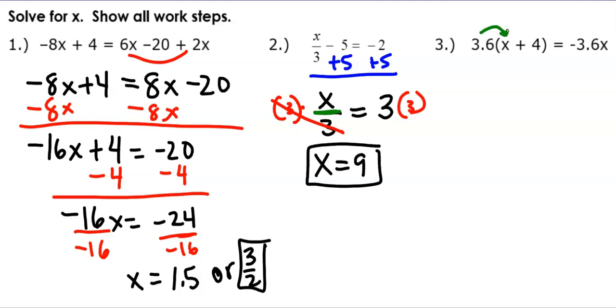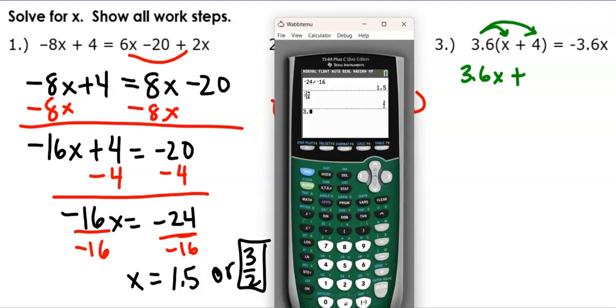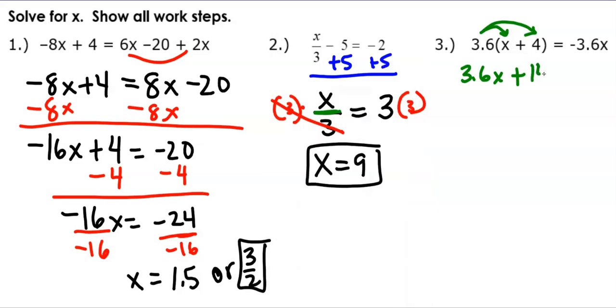Question number 3 needs some distributing here. So I'm going to get 3.6x plus whatever 3.6 times 4 is. So I'm going to use my calculator, 14.4.